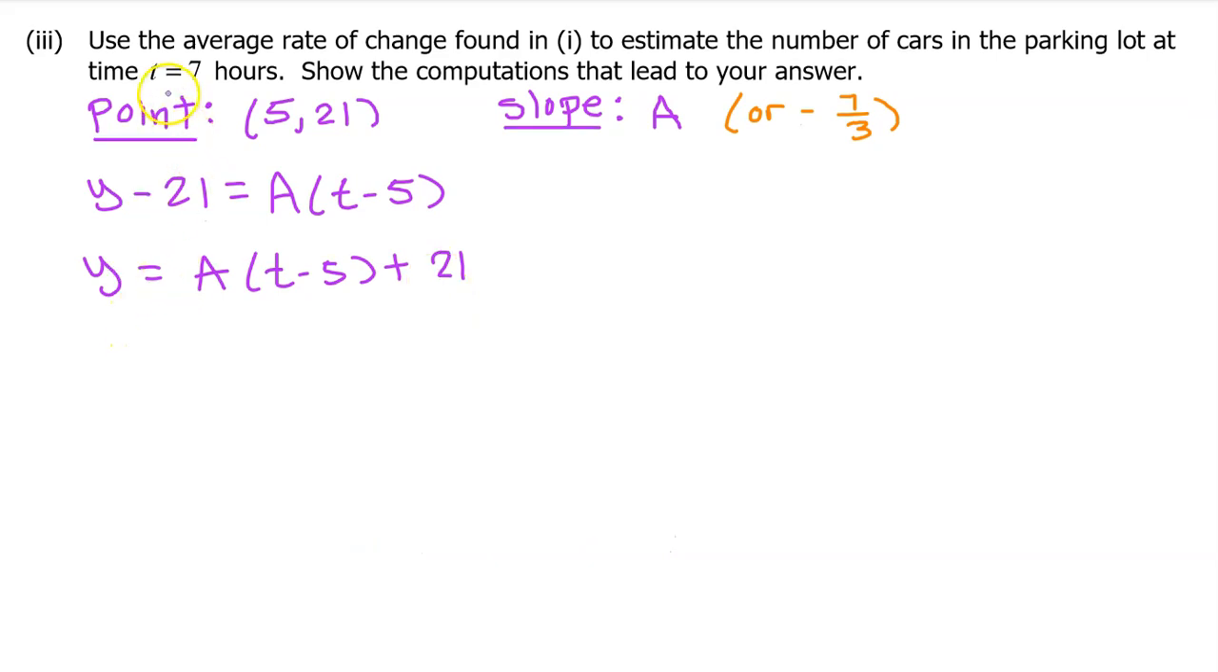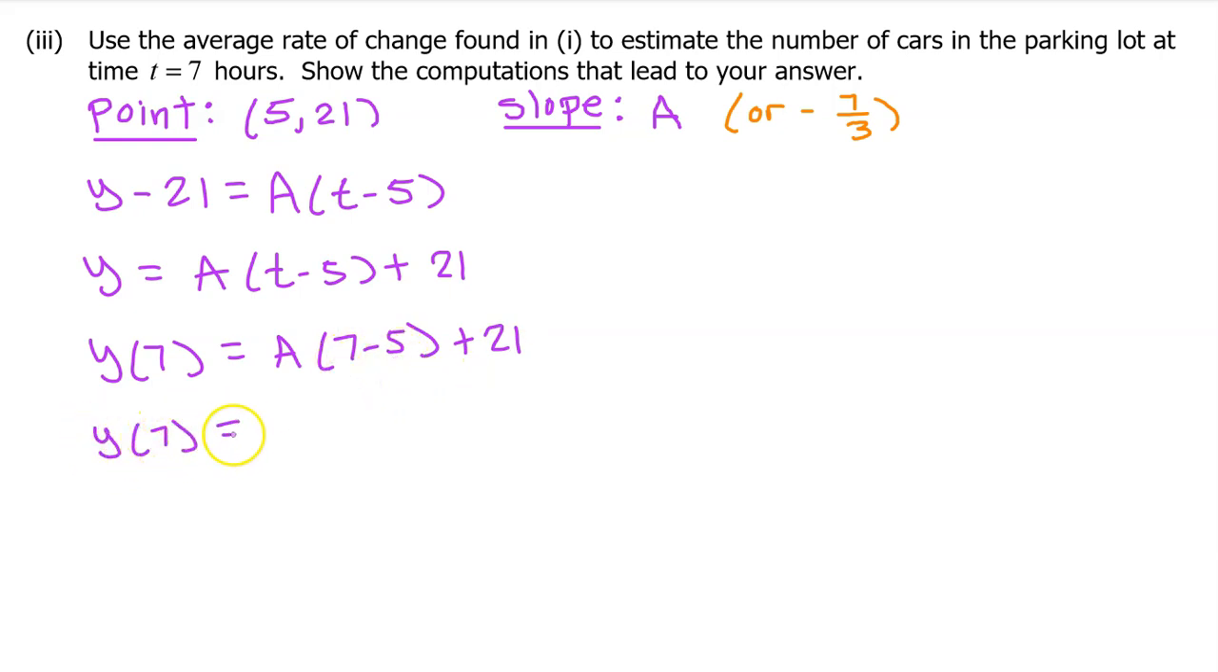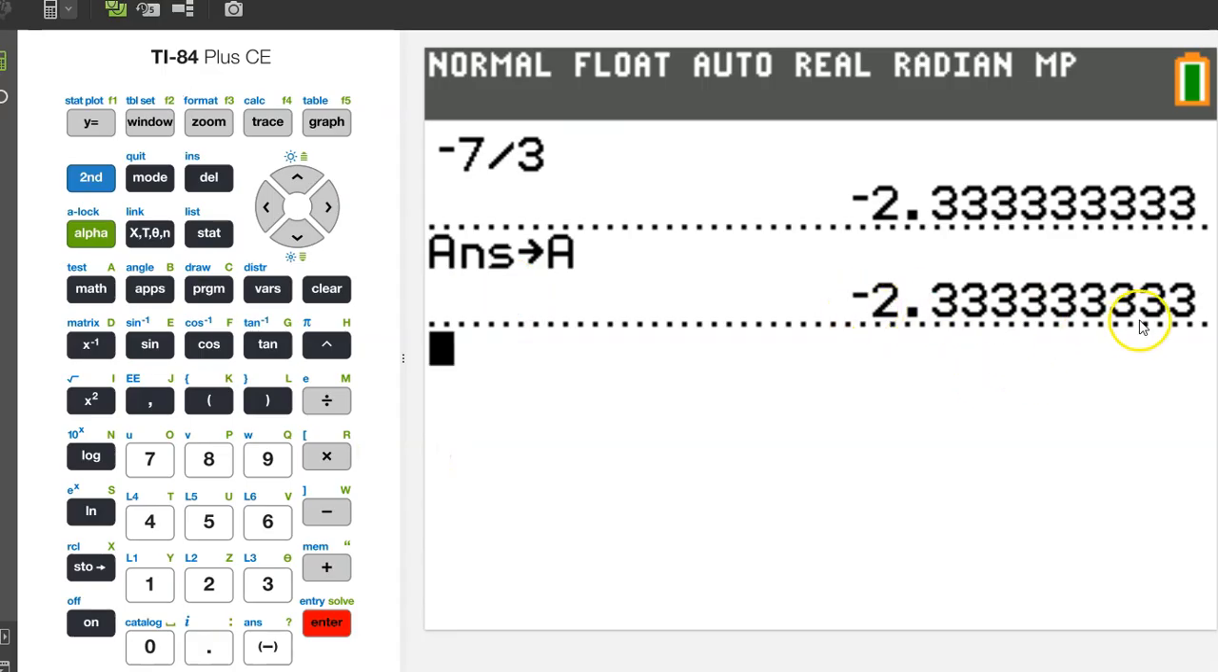To estimate the number of cars at t equals 7 hours, we evaluate y at 7, which will equal A times (7 minus 5) plus 21. 7 minus 5 is 2, so y at 7 will equal 2A plus 21. Let's put this in the calculator. Since we did store the average rate of change into the letter A, we can just type in 2 and then alpha A plus 21.